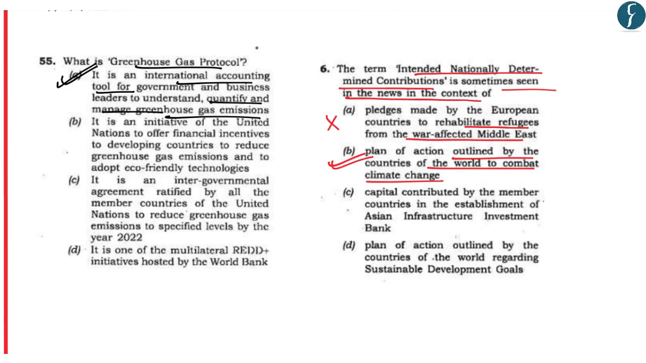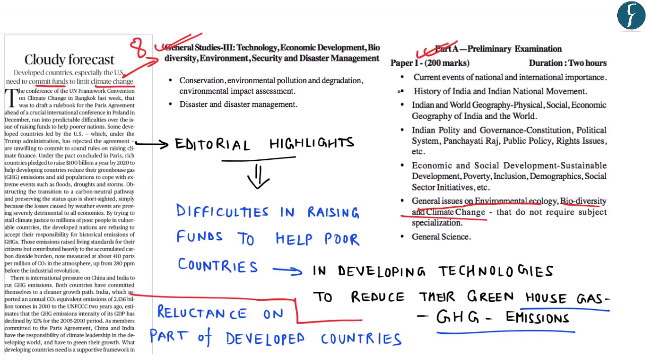So a question was asked again in the year 2016 on this intended nationally determined contribution. So we see this issue of climate change becomes extremely crucial as a number of questions have been asked by UPSC in the previous years. Hence, this editorial, Cloudy Forecast, becomes extremely important from an exam perspective. With this, let's move on to the next news.